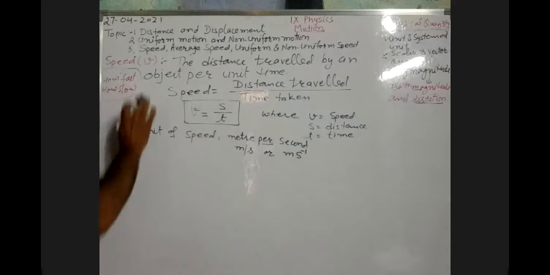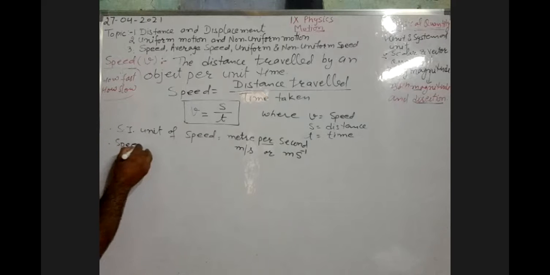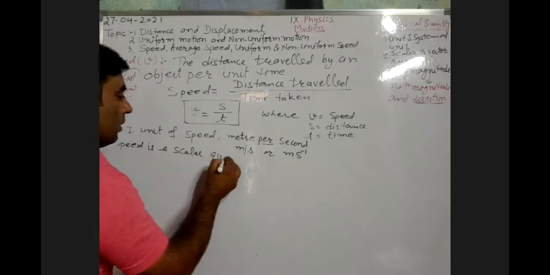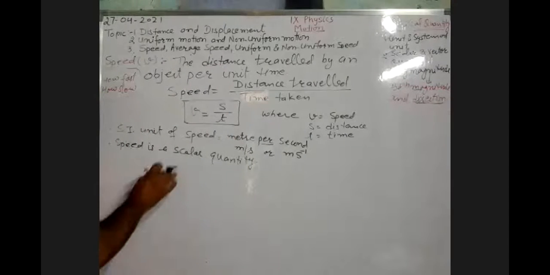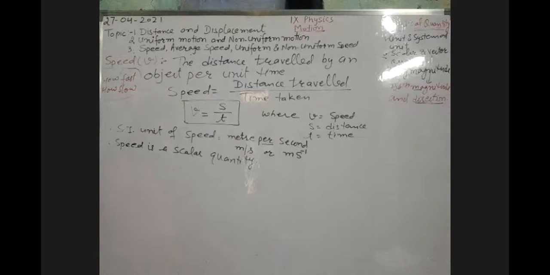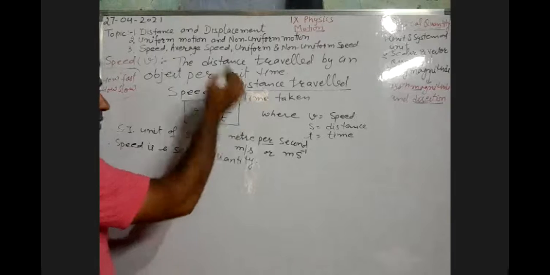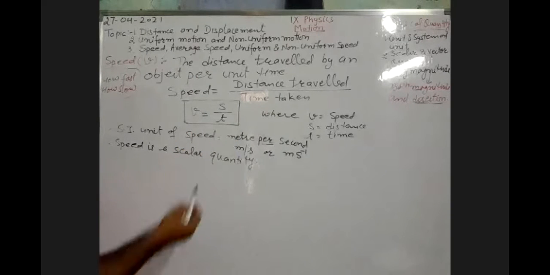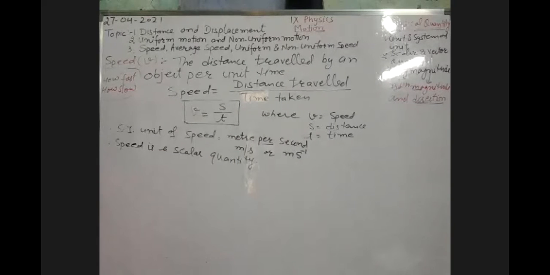So what kind of quantity is this? Speed is a scalar quantity. You have to write for every quantity whether it is scalar or vector. We do not require any direction for the measurement of time or for the measurement of distance, and speed is distance upon time. It is made up of two scalar quantities, so speed will be a scalar quantity.